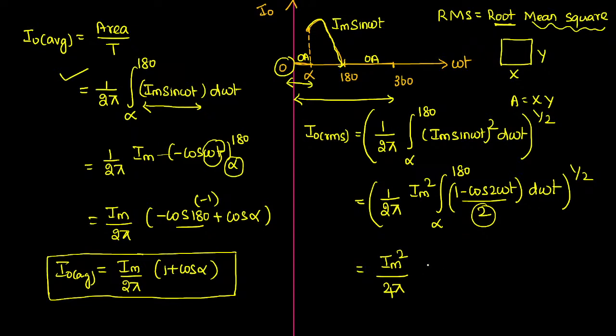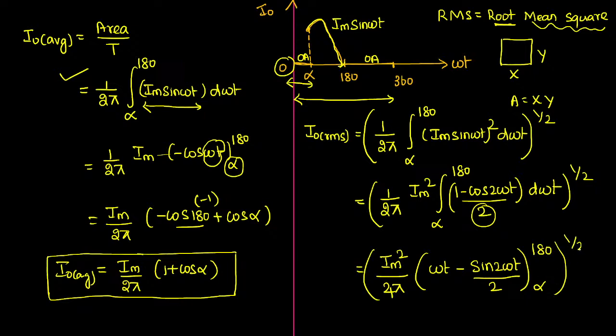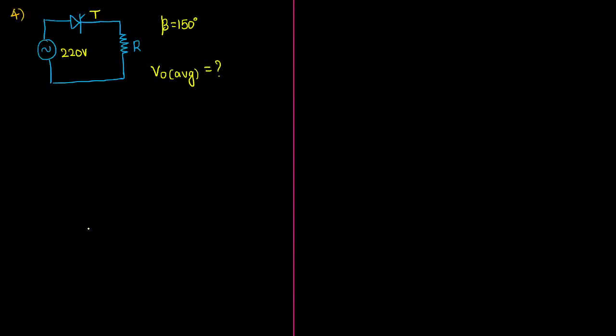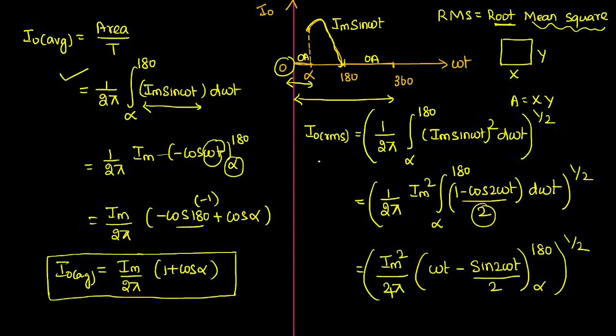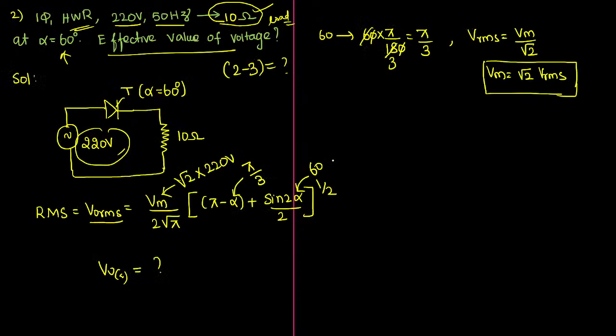Integrate 1 with respect to d omega t, that will give you omega t. Minus cos 2 omega t will give you sin 2 omega t. Inner differentiation will give you 1 by 2. Now let us substitute the limit from alpha to 180, and don't forget to keep all these terms under root. Let us proceed further. I don't have space. Yes, I am deriving here.